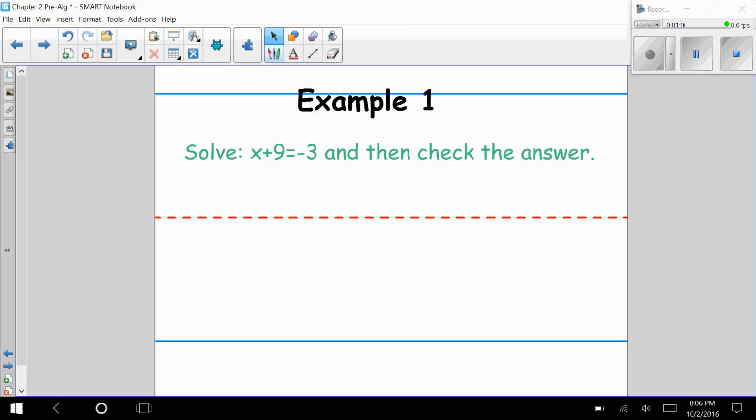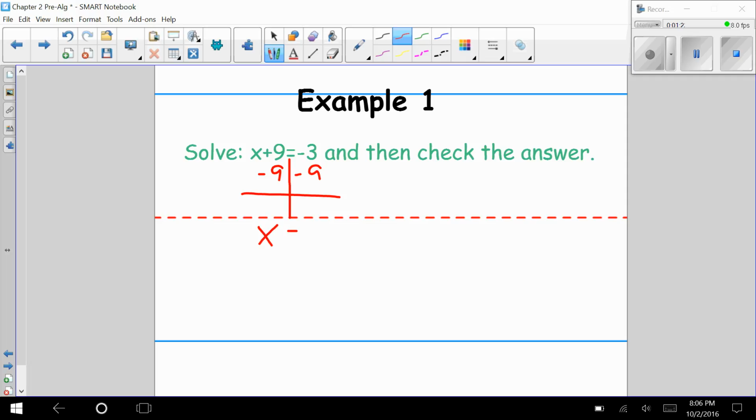So our example, if x plus 9 equals negative 3, then we need to figure out what x equals. I like to start by drawing a wall down my equal sign. What I do to one side, I have to make sure I do to the other. So I have plus 9. To undo that, I need to minus 9 from both sides. X plus 9 minus 9 is x. My equal sign stays where it was. Negative 3 minus 9 is negative 12. My answer is x equals negative 12.